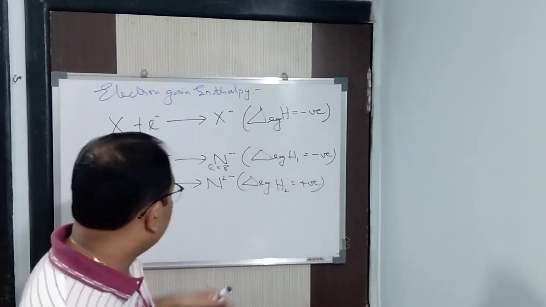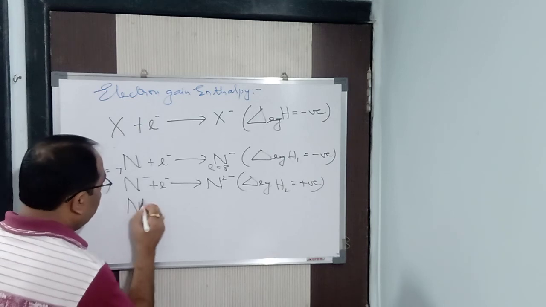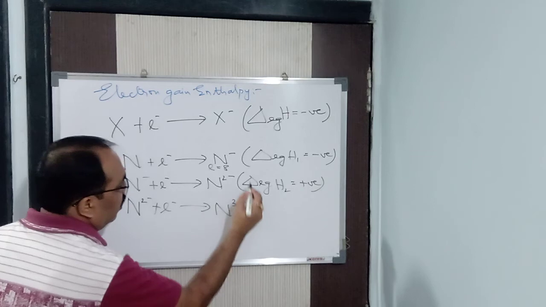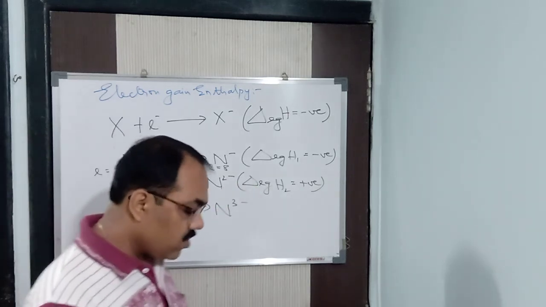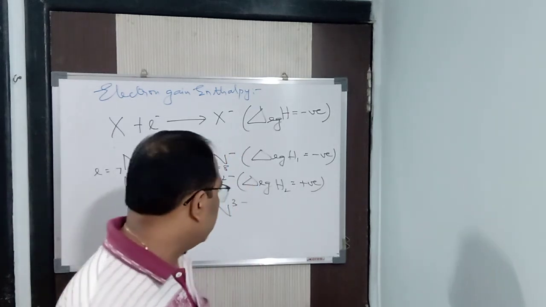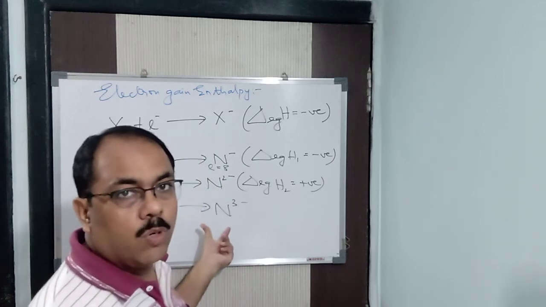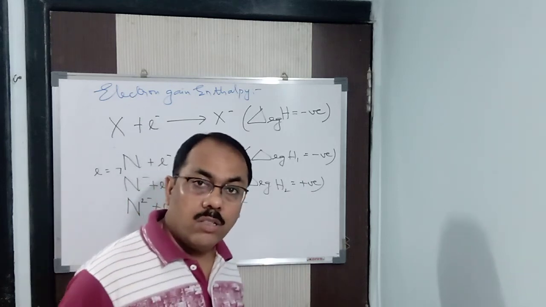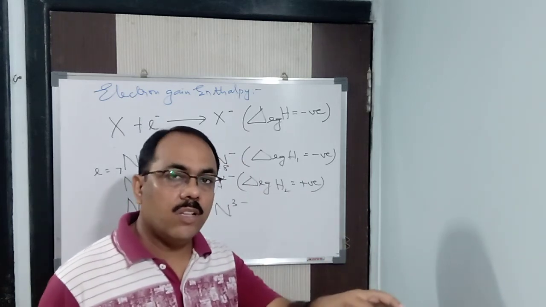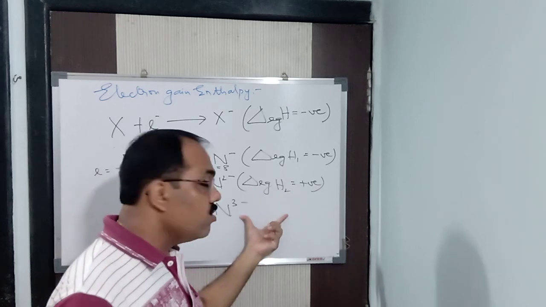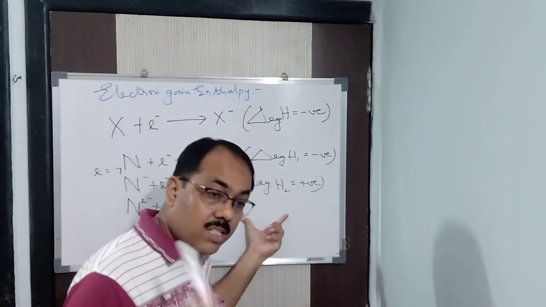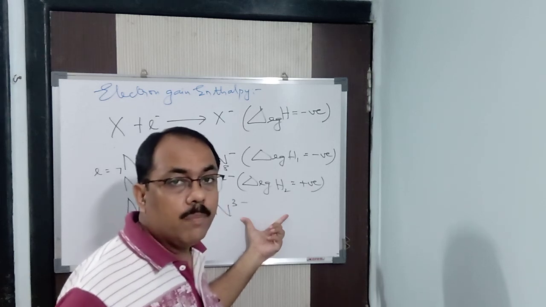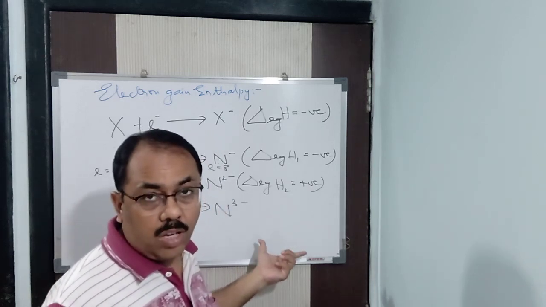Now suppose the next electron gain: N2 minus plus e minus forms N3 minus. It is highly positive, because here the repulsive forces are much more than this. So to overcome them, you have to give a large amount of energy. Then only you will be able to add an electron to it. In this case energy is absorbed, here also energy is absorbed. So remember: the first electron gain enthalpy is negative, but after that the successive electron gain enthalpy is positive. Okay? Thank you.